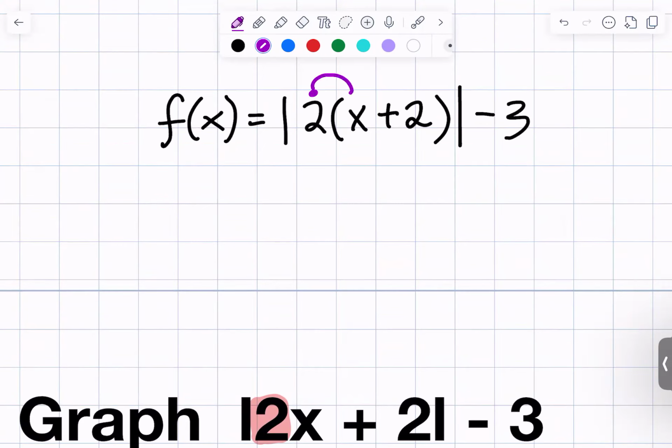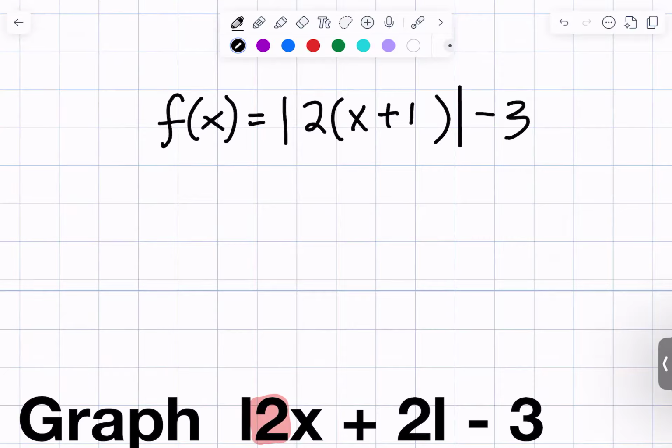So 2 times x is 2x, check. 2 times 2 is 4. Wrong, right? I need a 2, but I got a 4, right? So that's not a 2. What is it? 1, right? So 2 times x is 2x, check. 2 times 1 is 2. Okay? Does that make sense? Yeah, so please check your work if you are having a difficult time with factoring out the coefficient of x.